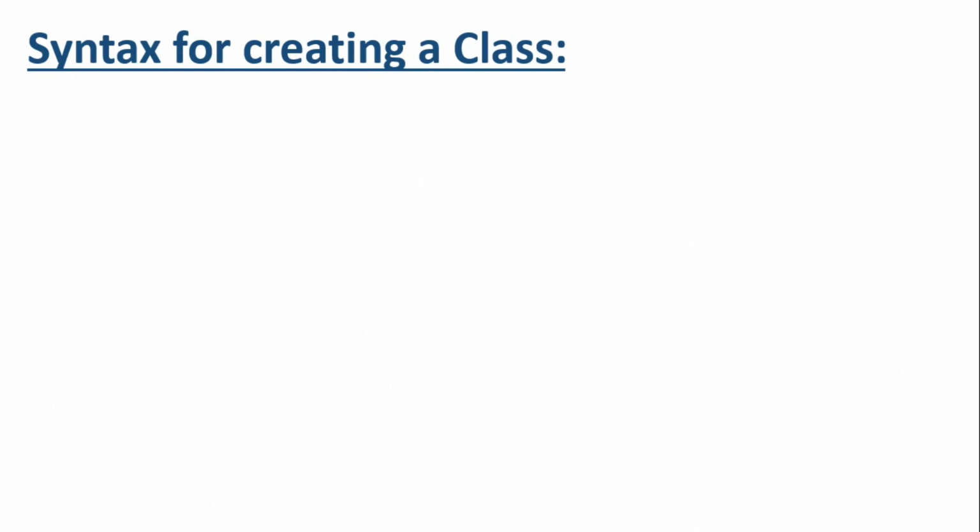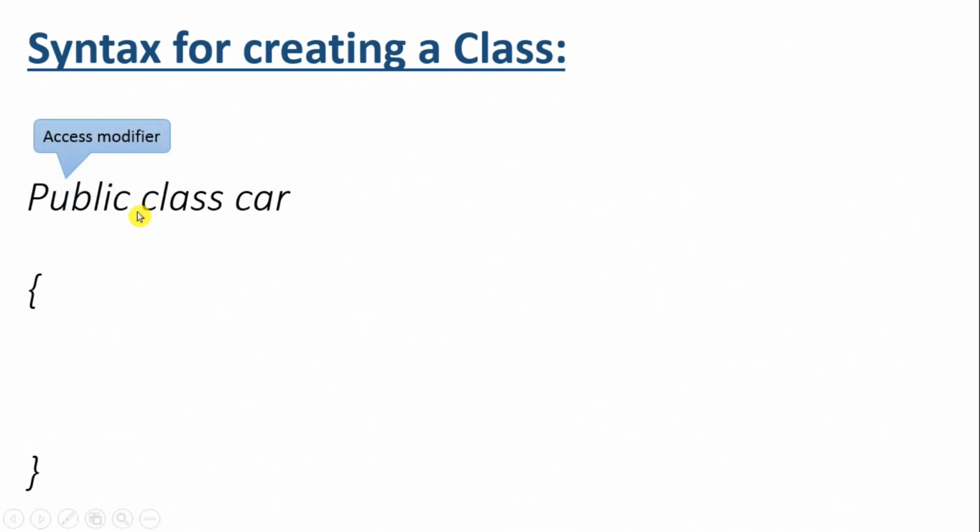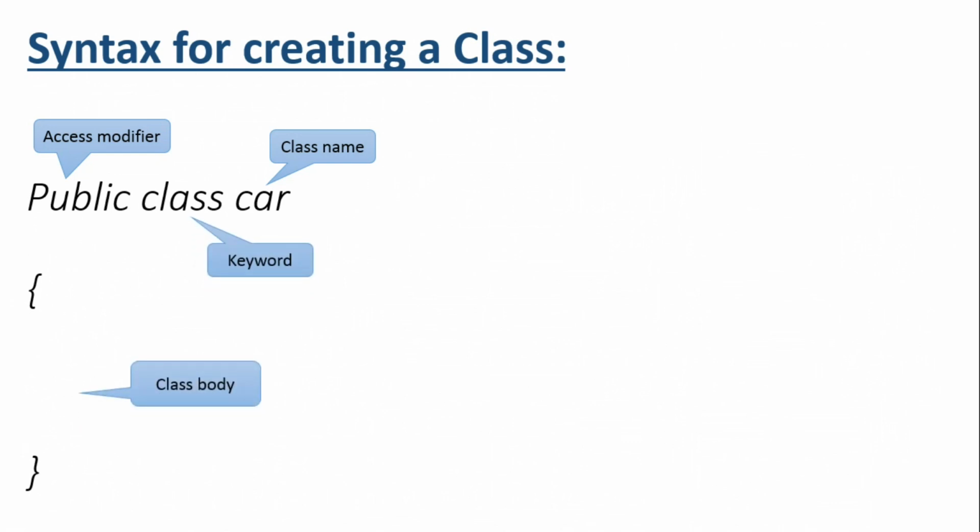Syntax for creating a class. Here, public class car. This is the simple syntax for creating a class, and public is the access modifier, car is the class name, and class is a keyword. And this is where we write our code, and this is called the class body.